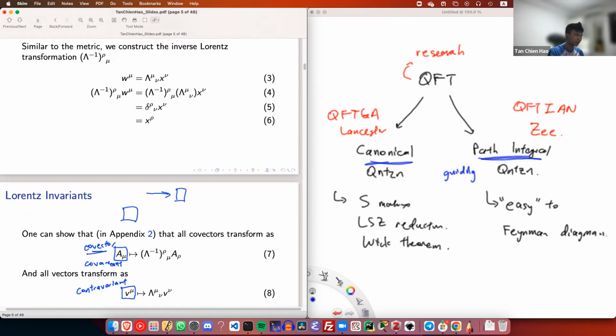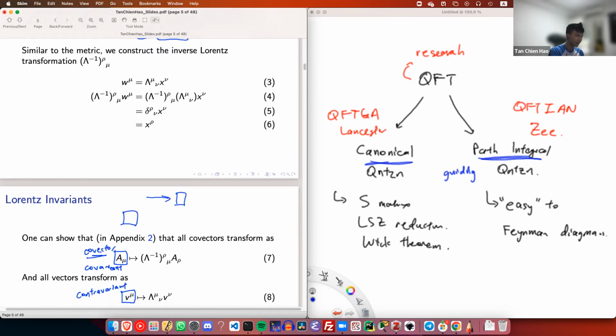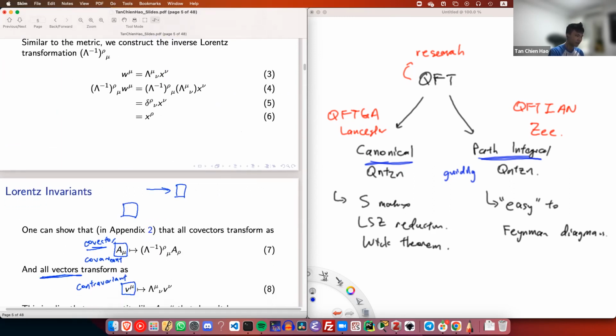So the position is a vector, and all other vectors would transform in the same way as how the position transforms. Whereas if you have a lower index, they'll transform by the inverse Lorentz transformation. The physical significance is that when you boost from one frame into another frame, the index, whether it's lower or upper, tells you whether that quantity changes by the inverse Lorentz transformation or a normal Lorentz transformation.